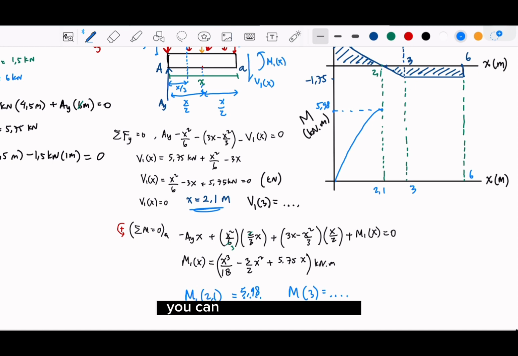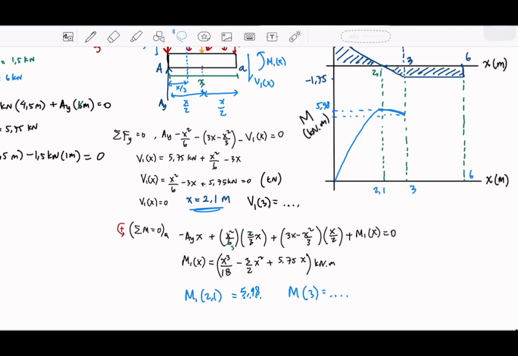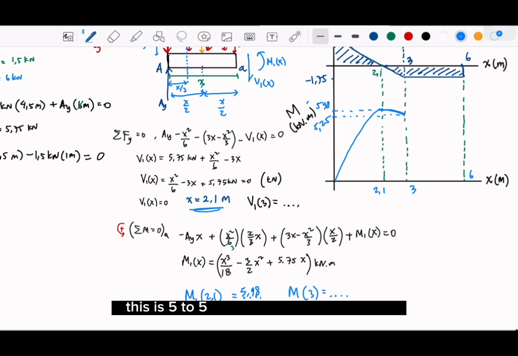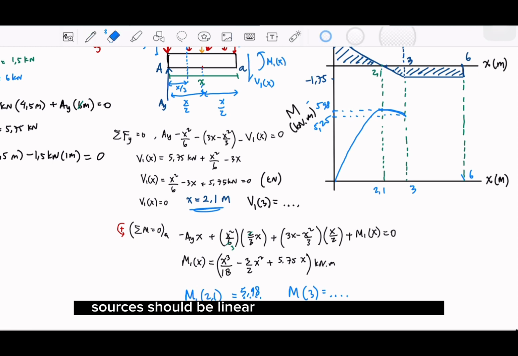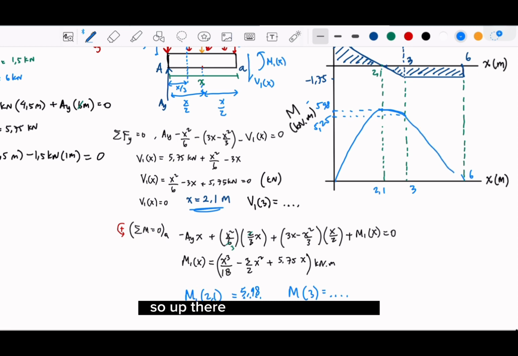Or if you want, you can cross-check and try some values from 3 to 6, or from 0 to 2, to make sure that your graph correctly fits with your curve, right? So you could just type in some numbers between the range, okay? And you will get that here it goes down. This is going up a little bit here. So this is 5.25, this point. And it goes down, and this should be linear, sorry, because it's a constant. So up until there, we have a linear.